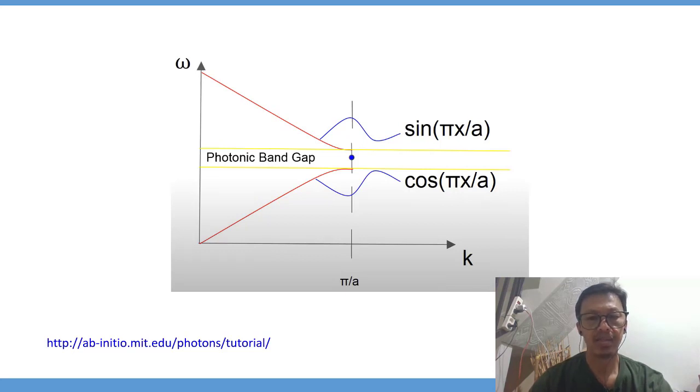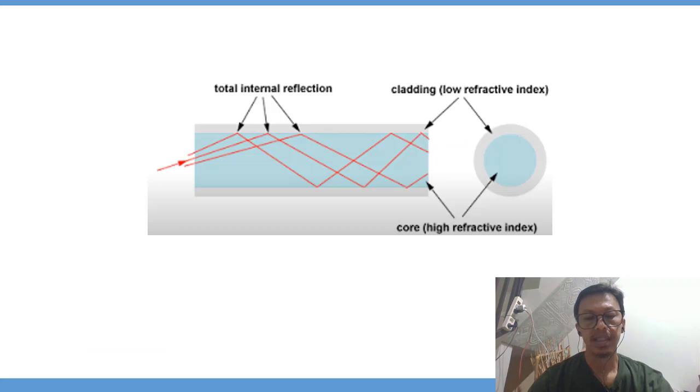However, once we add the periodicity of the photonic crystal, a gap forms between the upper part of the line, the sine function, and the lower part, the cosine function, because the two functions are no longer equal at pi over a, which in turn forms a gap in which the frequencies no longer exist. The properties discovered for one-dimensional photonic crystals were then applied to two- and three-dimensional photonic crystals.